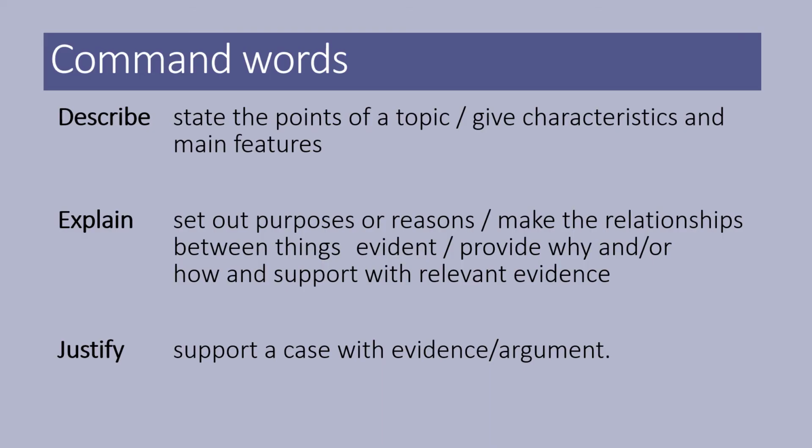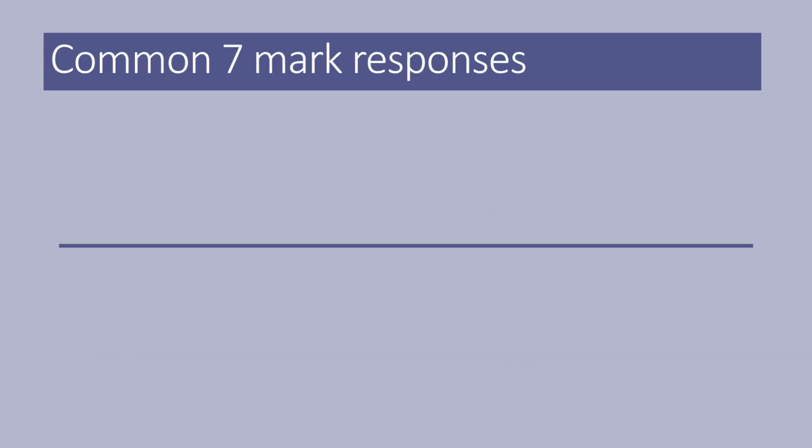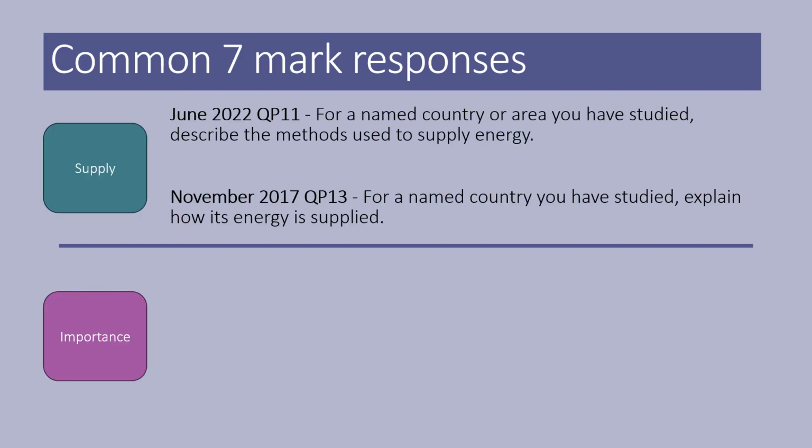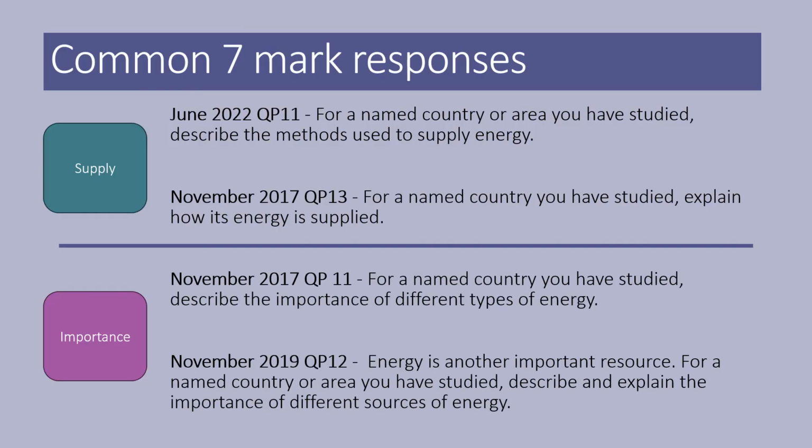So key command words about what they mean. Generally for energy, you just get the first two. So common 7-mark responses. Pretty much they break down to supply and importance. So for June, here are the most recent ones I found. Describe the methods used to supply energy, explain how energy is supplied, and then which ones are important, and explain why those particular energy resources are important.